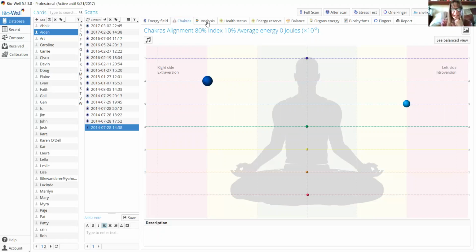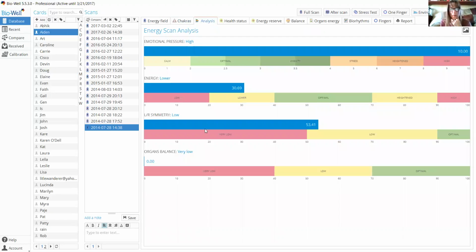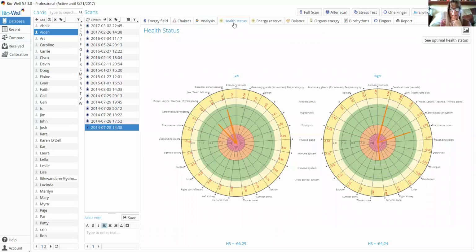If we look at his analysis, we see that his organs balance is gone. His left-right symmetry is very low, energy is low, and his emotional pressure is maxed out. So the health status wheel shows us pretty how severe the decimation of the shield was. We only have a little bit of energy going on in the cerebral zone vessels and the throat, larynx, trachea, thyroid.